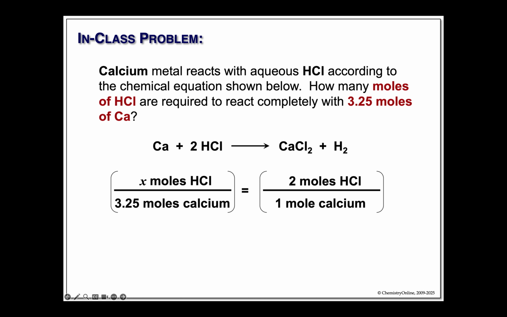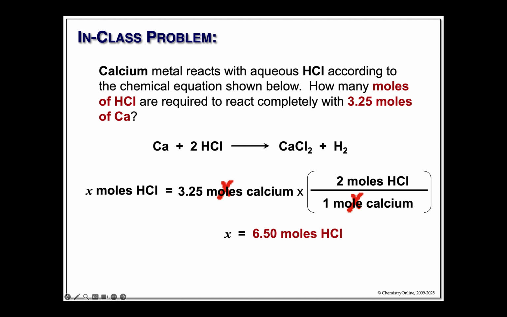Again, the math is fairly simple. You don't have to rewrite anything. 3.25 times 2 divided by 1. Moles of calcium cancel nicely. Do the math. If we did it out the long way, moles of calcium still cancel, and we get 6.5 moles of HCl. Any questions? Let's do another one.